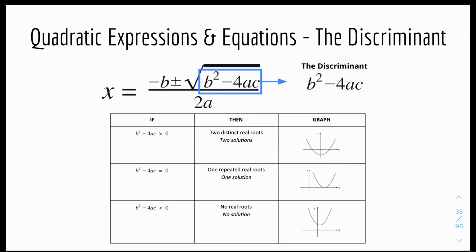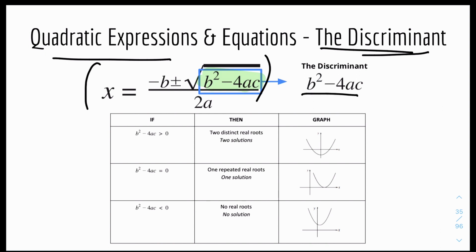Then we have the discriminant for the quadratic expressions and equations. So here we have the famous quadratic formula, x equals minus b plus or minus root b squared minus 4ac over 2a. The part that we're going to focus on is called the discriminant right here. It's basically the part of the quadratic formula inside the root. So I take it out to become b squared minus 4ac.